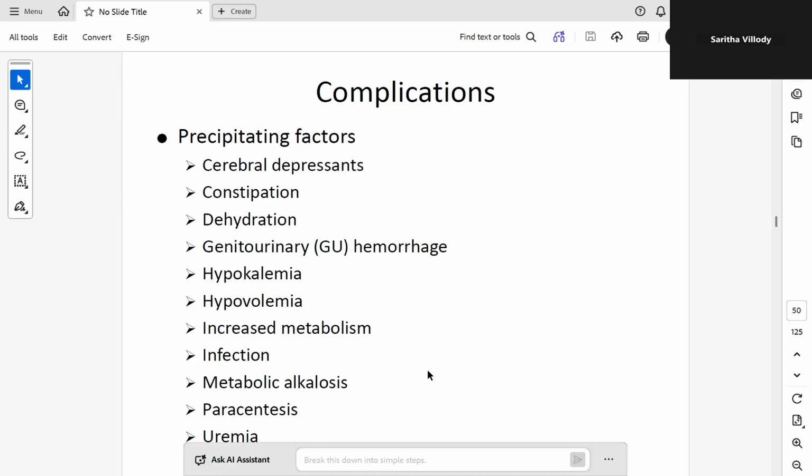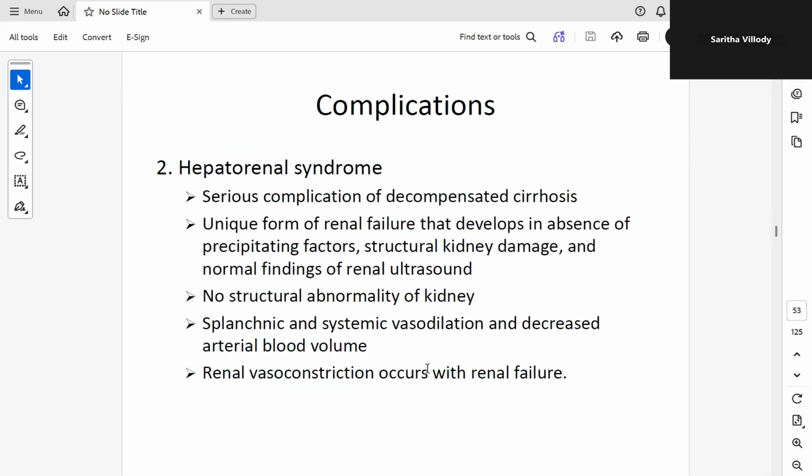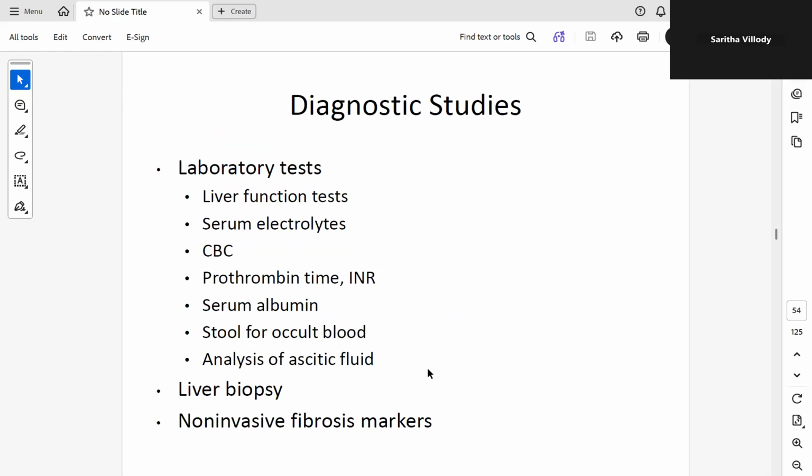And uremia, that is the complication of liver failure. So we talked about all of that. Now let's look at the lab studies or the diagnostic test. Usually in liver failure, liver function tests are elevated. So liver function tests involve your AST, ALT, ALK phos, GGT, all of those values will be elevated in case of liver failure.